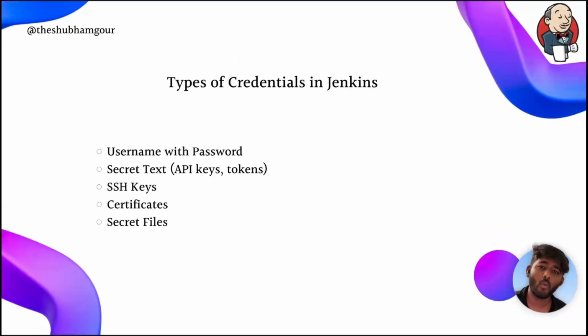Now, what types of credentials do we have in Jenkins? First is username and password. Second is secret text, which can be API keys or tokens. Third is SSH keys, fourth is certificates, and fifth are secret files.